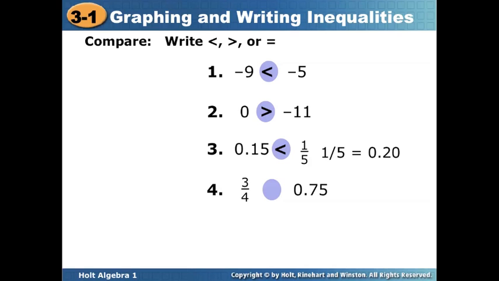Example number 4. We have 3/4 we're going to compare with 0.75. Again, convert to the decimal, and we see that these are equal.